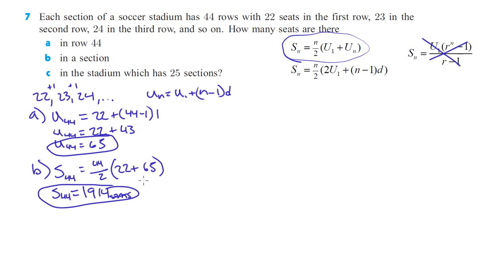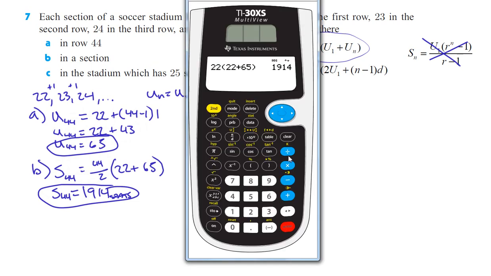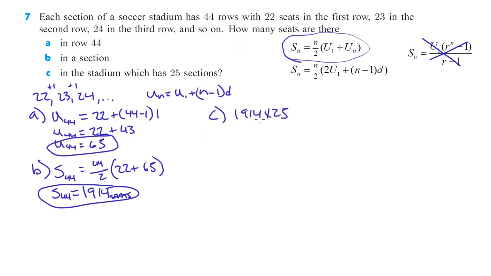Now, how many are in the stadium, which has 25 total sections? Each section is going to have 1,914. So really all we have to do for C is 1,914 times 25, and that'll give us the total seats. Multiply that by 25, and we get 47,850. So there are 47,850 seats in the stadium.